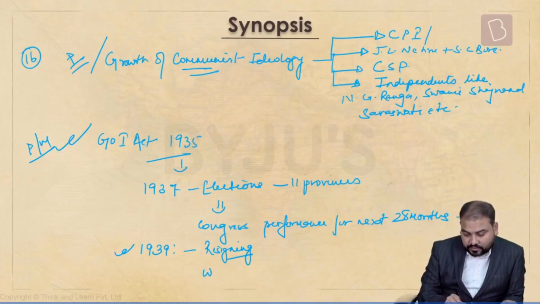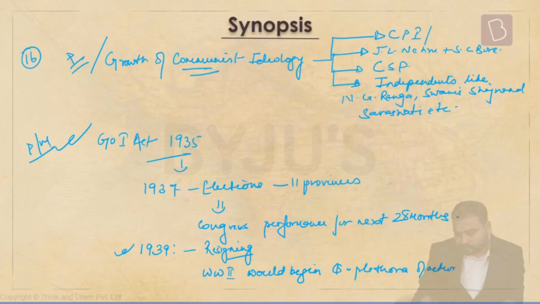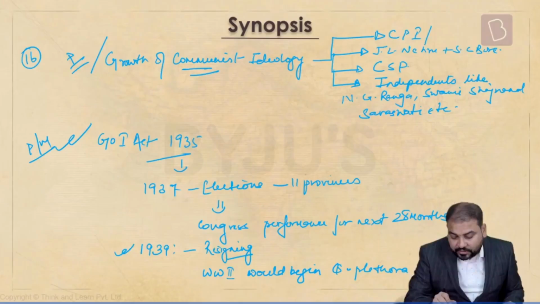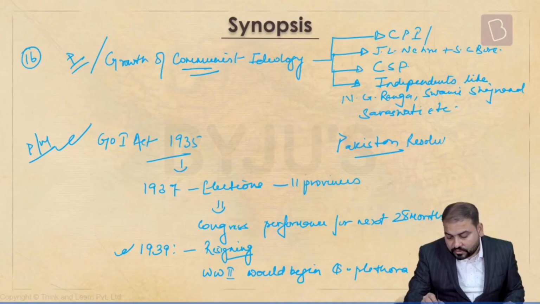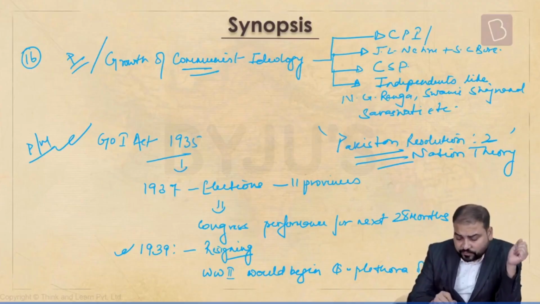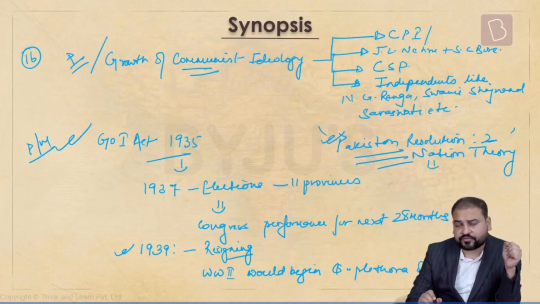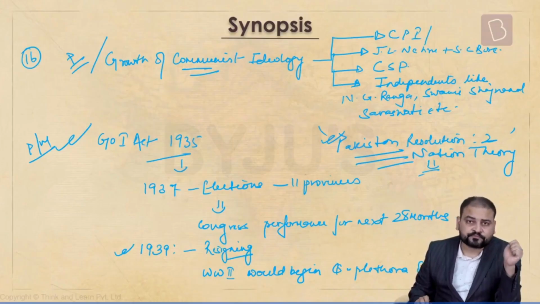And from here, we shall see World War II would begin and a plethora of activities will happen. One very important will be, for the first time, the Pakistan resolution demanding the two nations, and thus the two-nation theory, will be propounded by the Muslim League. The Muslim League will say we want Pakistan. In the history of communalism of our country, this will be a milestone for the Muslim League.